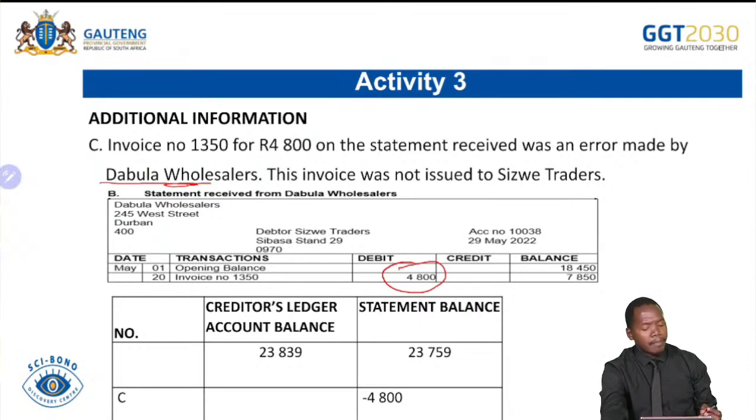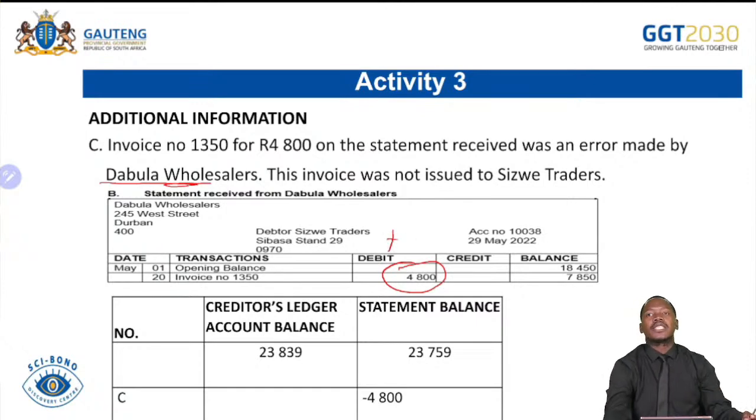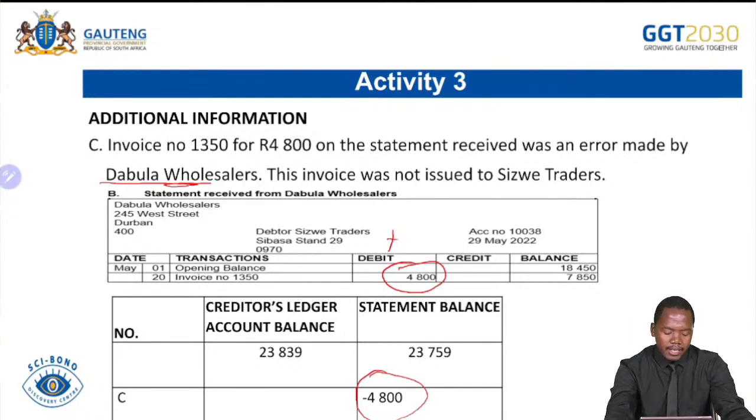This invoice was not supposed to be there. So Dabula added this amount. So how do we rectify it? We must rectify it on the Dabula side. On the supplier side, we need to subtract to get rid of the amount, because the invoice does not belong to us.